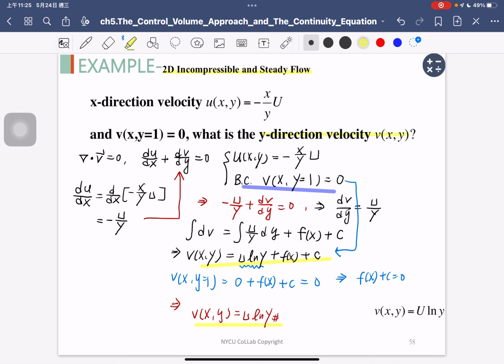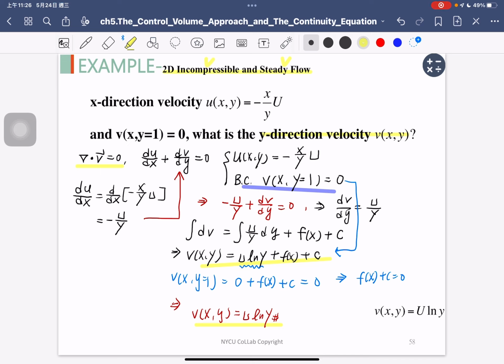So the idea: how can we apply the continuity equation? Because we only know the u velocity, we don't know the v velocity. But we know the velocity field satisfies incompressible and steady flow. So we can apply the divergence rule based on these balance equations, and then we can figure out how large the v velocity is. Okay, so this is a very good exercise to practice how we can apply the continuity equations.